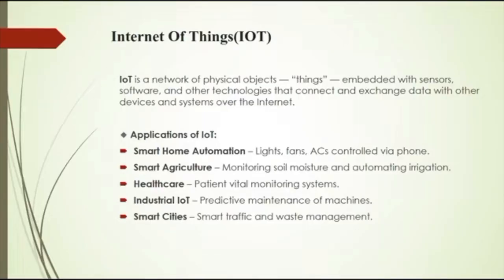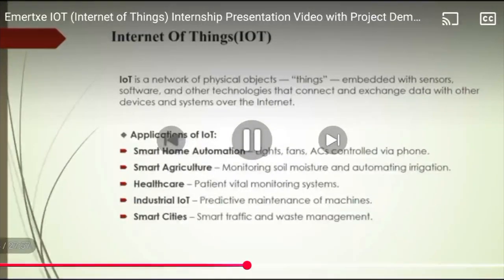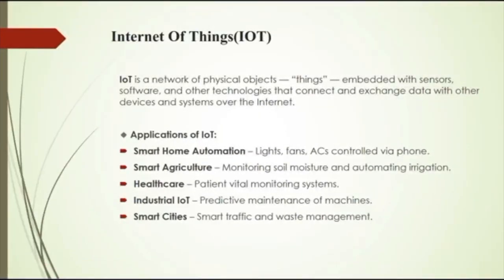Then we also learned about IoT. We learned many things in IoT, like the basic definition: IoT is a network of physical objects or things embedded with sensors, software, and other technologies that connect and exchange data with other devices and systems over the internet. There are lots of applications of IoT like smart home automation, smart agriculture, healthcare, industrial IoT, and smart cities.